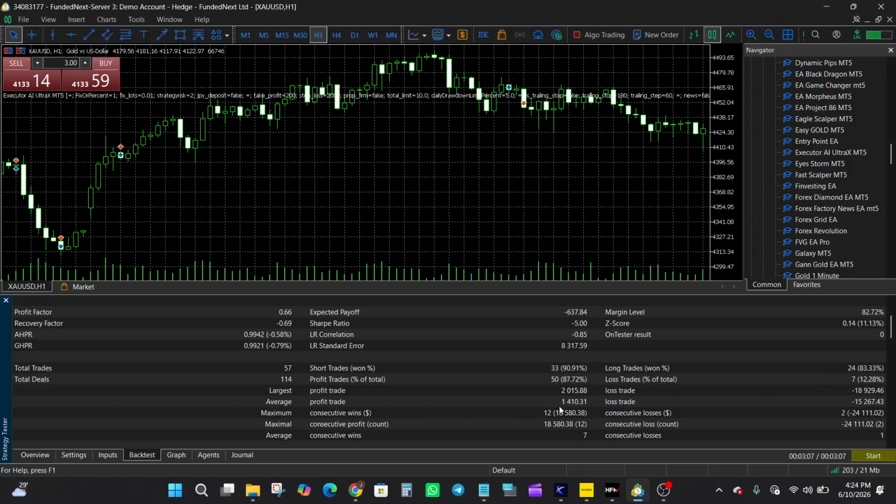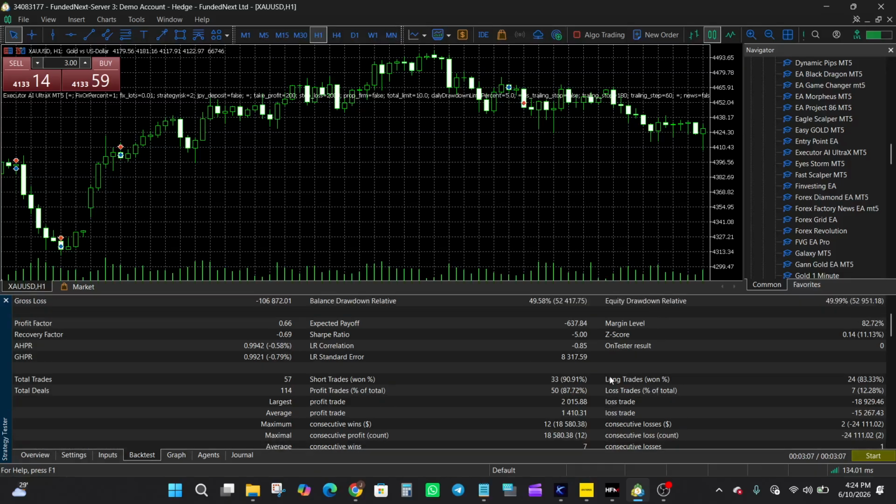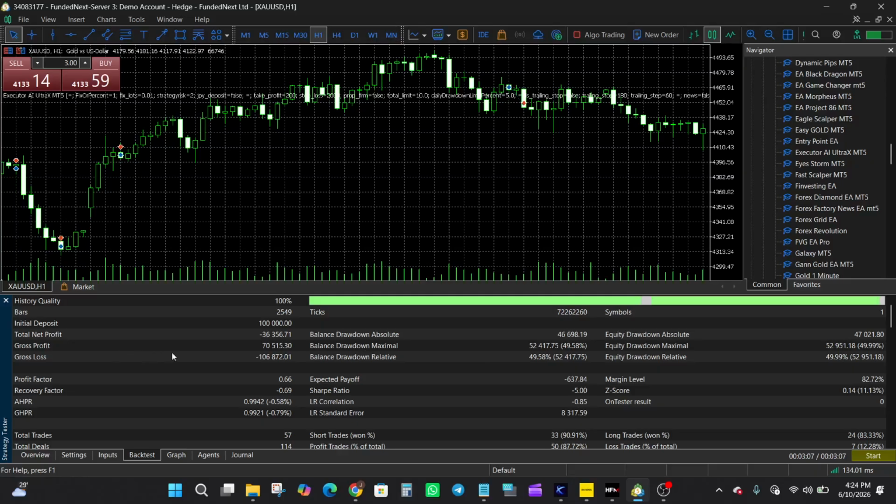The average profit was 1,410.31. Average loss was 15,267.43. Largest profit 2,015.88. Largest loss 18,929.46. So this tells me that the average risk to reward ratio is very bad, but the win rate is good. All right, but it seems like the risk to reward ratio overshadowed the win rate, which resulted in a total net profit of negative 36,356. So over 36% of the balance was lost.